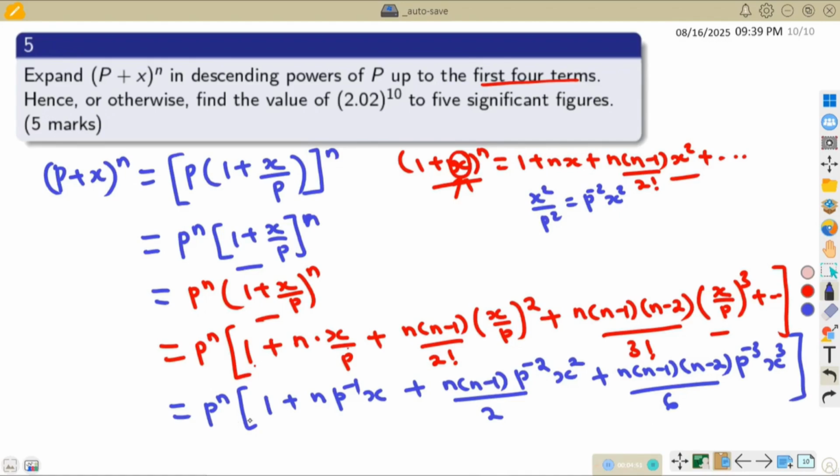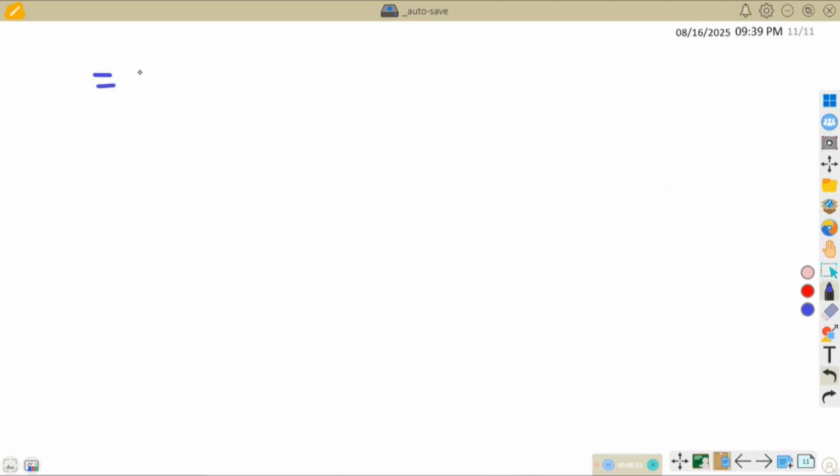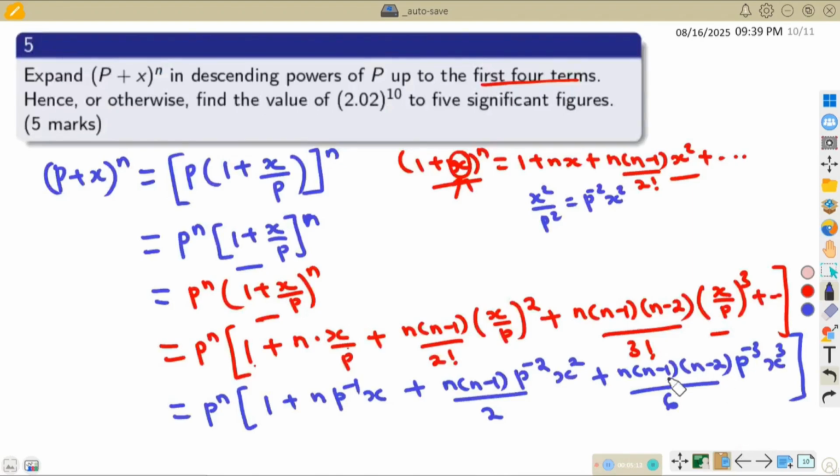So when we try to multiply p to the power of n into each of these terms here, we shall be able to remain with p to the power of n plus that is n. Let us try to look at what we are having. We are multiplying p to the power of n with p to the power of negative 1. So when you're having p to power n times p to power negative 1, this will be p to power n minus 1. The base is the same, so you add the power. So you will have that.